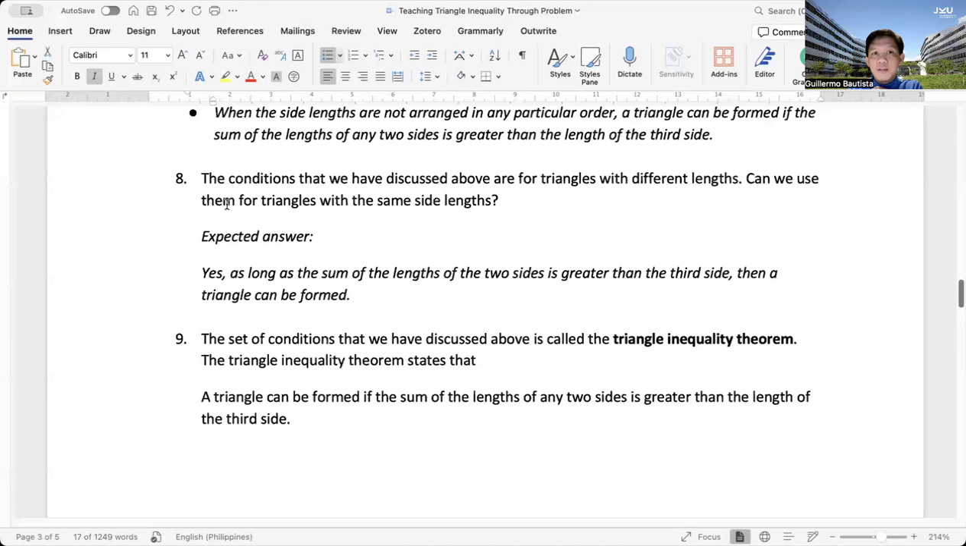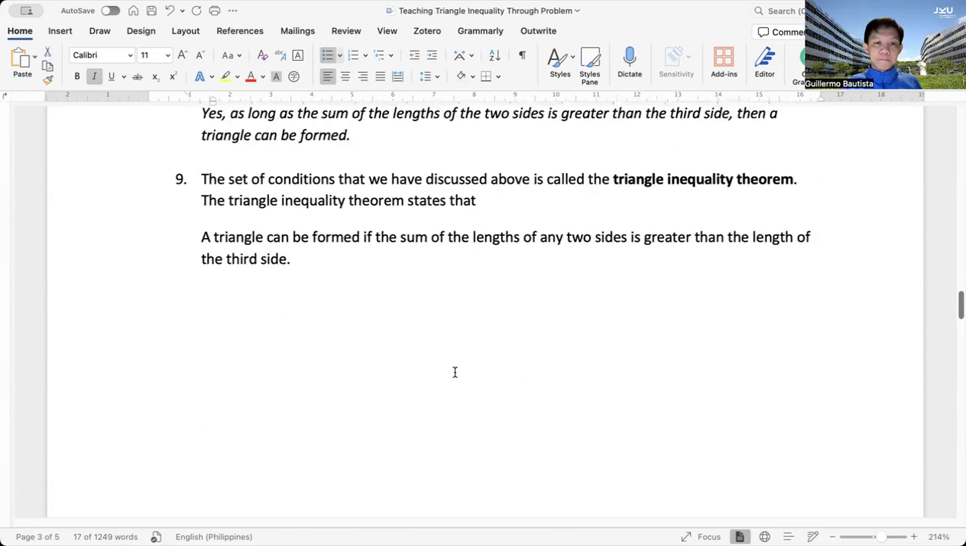And then for question number 8, the conditions that we've discussed above are for triangles with different lengths. Can we use them for triangles with the same side lengths? And of course, we expect them to still answer yes, if they really understand the lesson. And then for number 9, we now introduce what triangle inequality means, now that they have experimented and they have understood what the triangle inequality is.